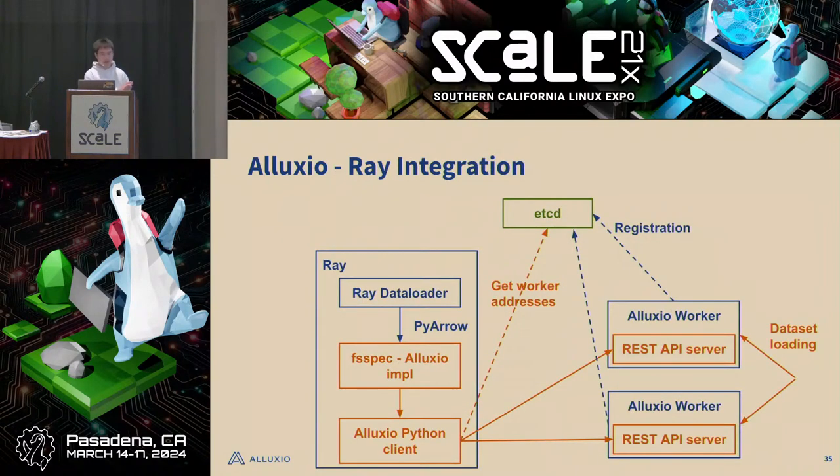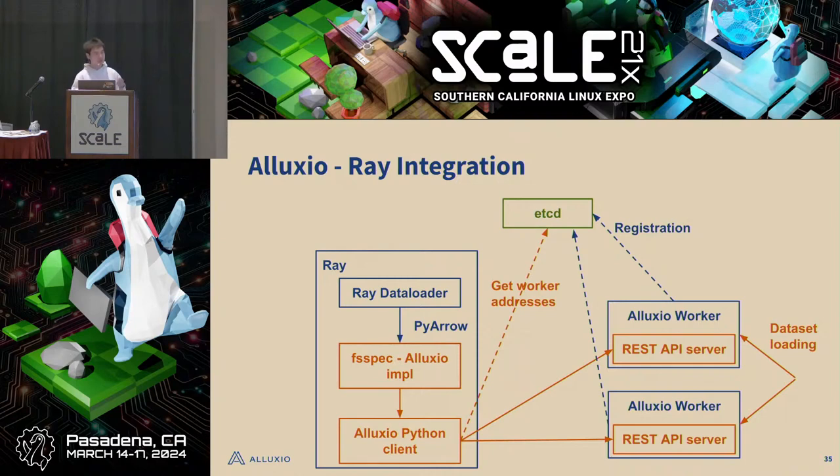And this is the design of how we integrated Elasto into Ray, a unified caching layer in the Ray ecosystem. In Ray, the data loading is generally taken care of by a module called Ray Data Loader. Ray Data Loader uses PyArrow to read the data files. PyArrow itself uses FSSpec as an interface to talk to different data sources. So what we have done is create Elasto's FSSpec implementation, implementing interfaces like read file, open file, list directory, et cetera.